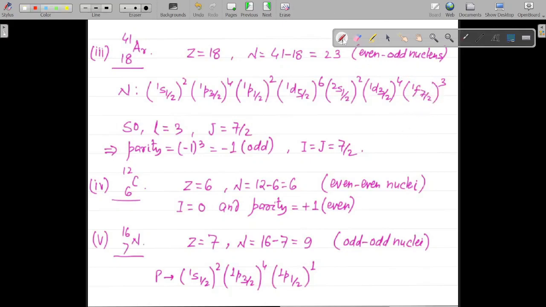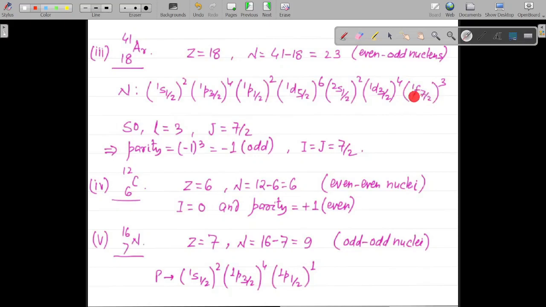As one unpaired neutron resides in 1f 7/2, the value of I equal to J, that is the ground state spin, will be equal to 7/2, because the value of J for this is 7/2. The value of L depends on the spectroscopic symbol. The spectroscopic symbol is F, so the value of L is 3. So parity will be equal to (-1)^3, which is equal to -1. That will again be odd. Whether you call the parity negative, minus 1, or odd, it doesn't matter. So parity is odd over here, clearly.